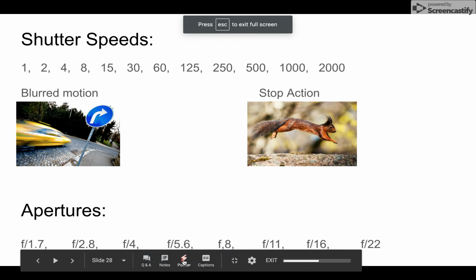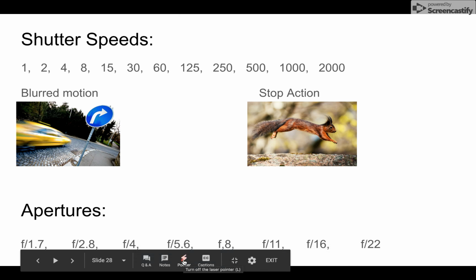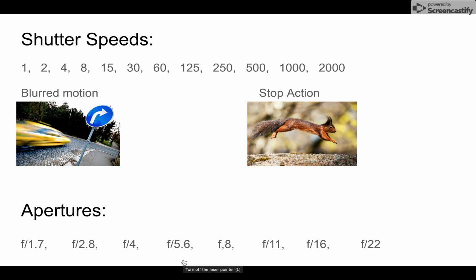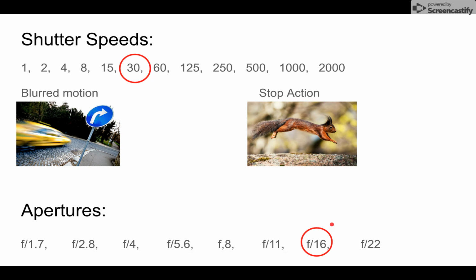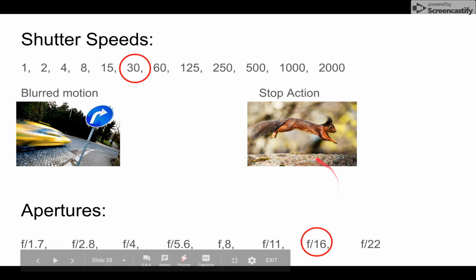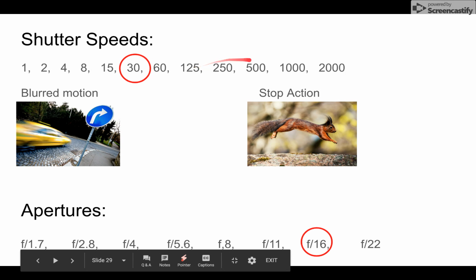Okay, in this equivalent exposure question, we know what our settings are to start with. We have 1/30 and f16, but what we don't know is what our next settings are going to be. We have to figure it out because it asks which is an equivalent exposure that will give you stop action. So we know that we need to move our shutter speeds to the right some number of stops.